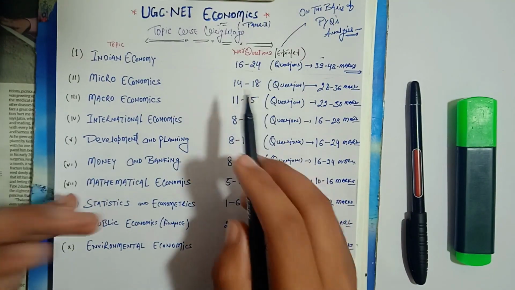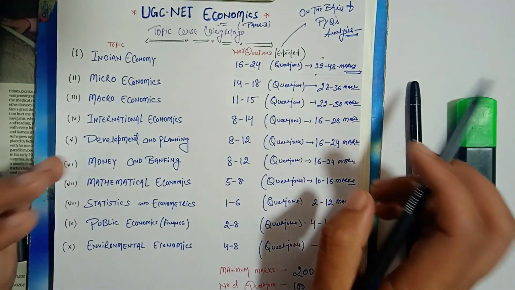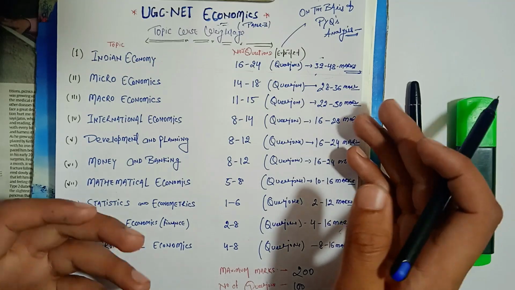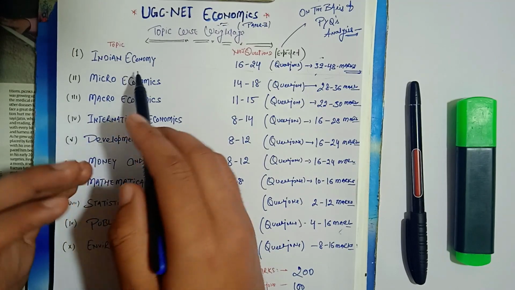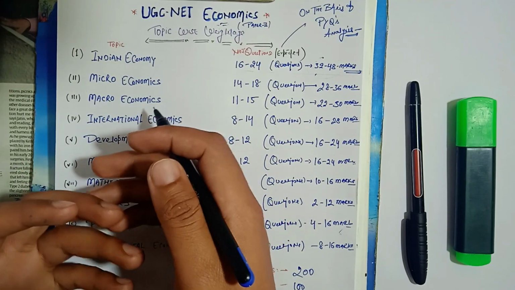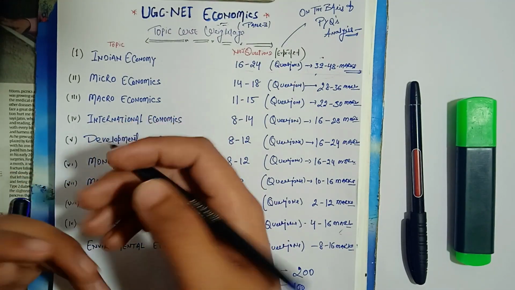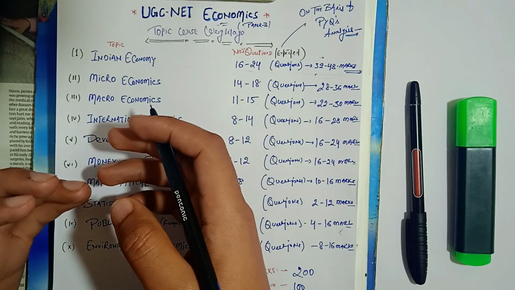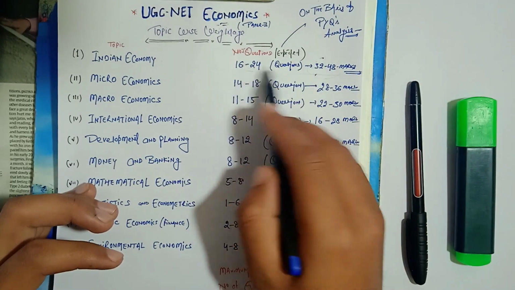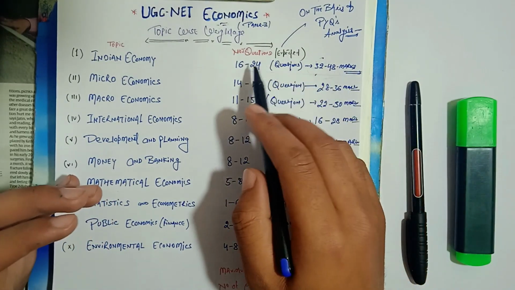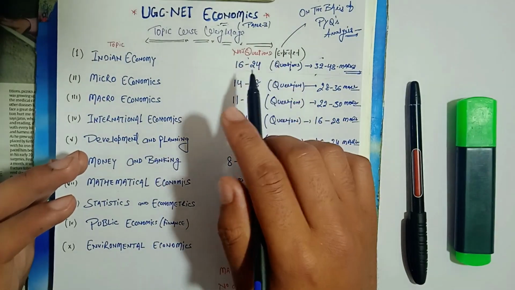Generally 16 to 24 questions come from this section, which means 32 to 48 marks, or approximately 20 to 25% of the questions come from the Indian economy section. In this section, questions are expected on poverty, unemployment, and infrastructure. These kinds of questions come from the Indian economy section.